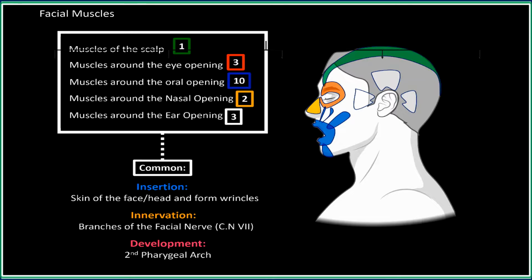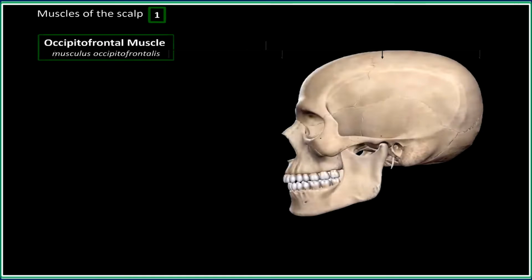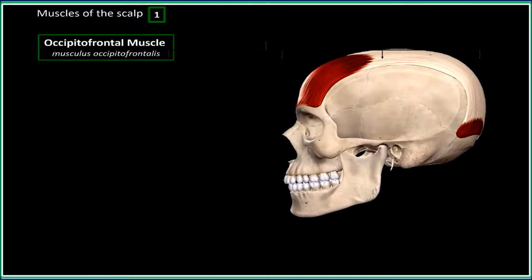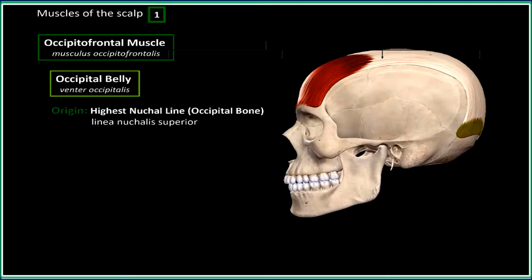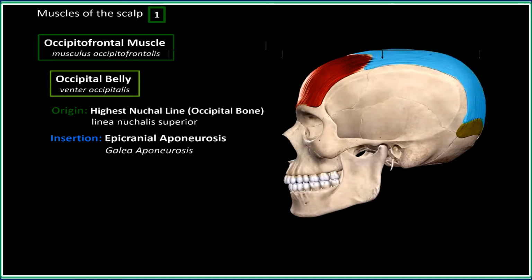So now that we have a general overview of the muscles, let's start with the muscles of the scalp, which is the occipitofrontal muscle. This is a flat muscle located on the top of the scalp. It consists of the occipital belly, which originates from the highest nuchal line on the occipital bone, and it inserts at the epicranial aponeurosis or Galea aponeurosis.